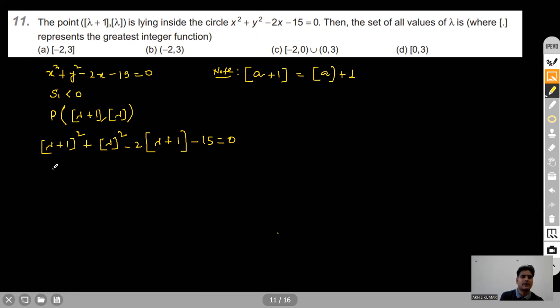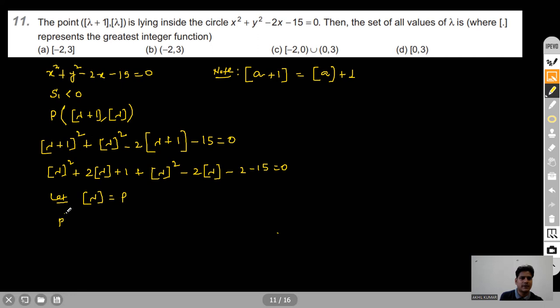So here we can say this will be greatest integer of lambda square plus 2 times greatest integer of lambda plus 1. This lambda is in the greatest integer function itself. And this will be greatest integer of lambda square minus 2 times this greatest integer of lambda, then minus 2 minus 15 is equal to 0. Now let's assume this greatest integer of lambda as a variable, suppose I'm taking it as p. So it becomes p square plus 2p plus 1 plus p square minus 2p minus 17 equal to 0.